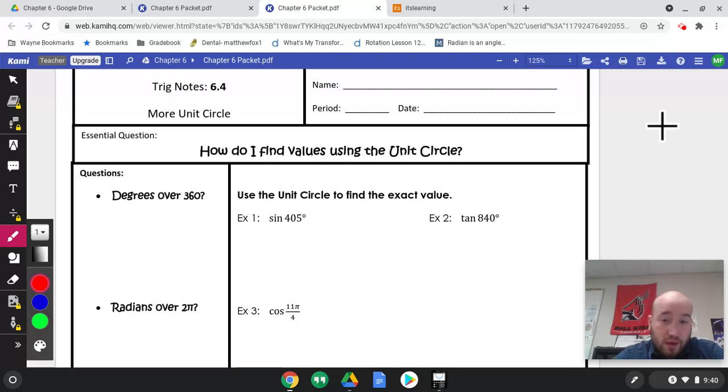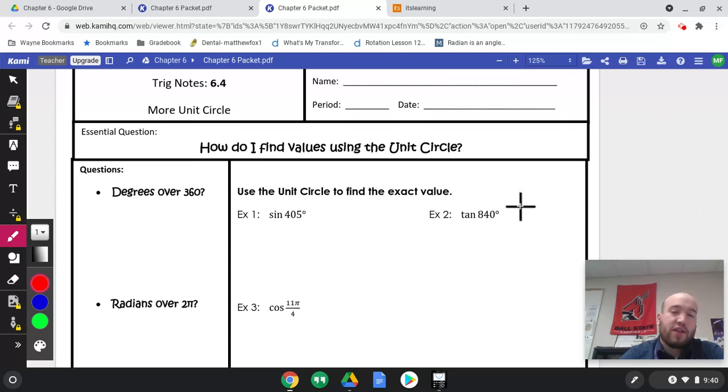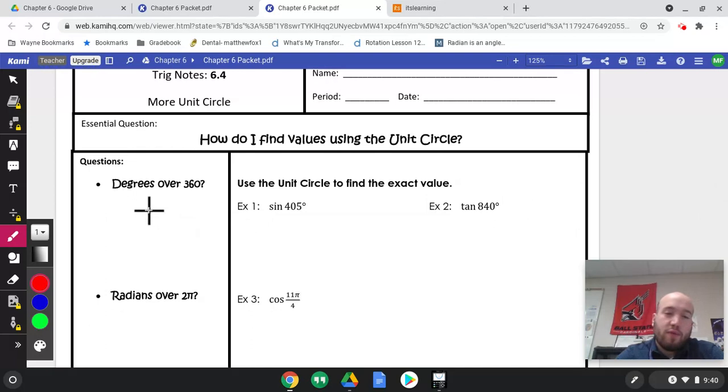So, what we're talking about today, we're continuing to talk about the unit circle, but we're talking about those situations where the degrees are higher than 360, or more than 2 pi if we're talking in radians. So, what we mean, degrees over 360? For example here, sine of 405 degrees.